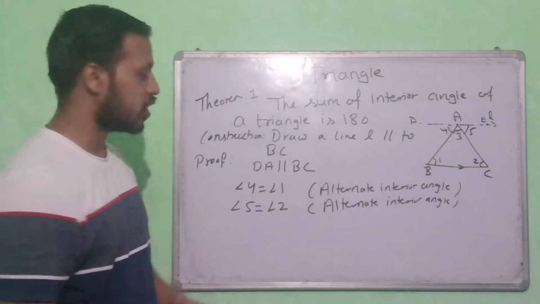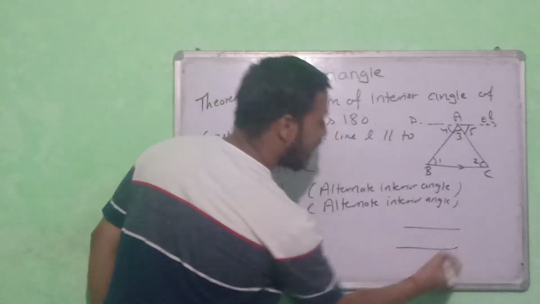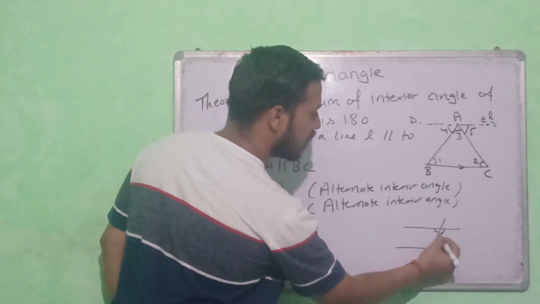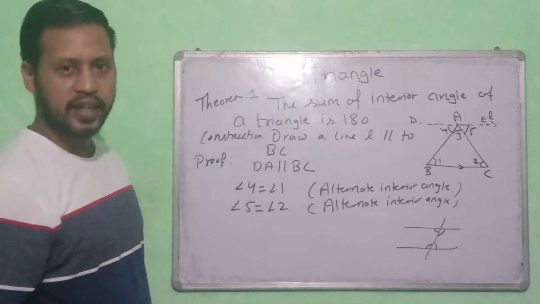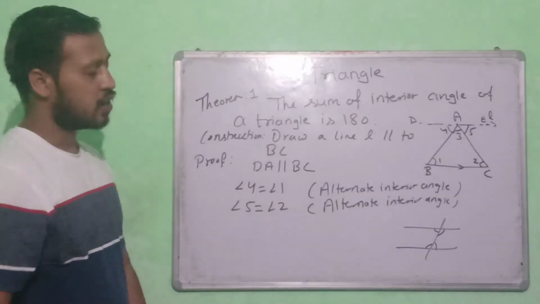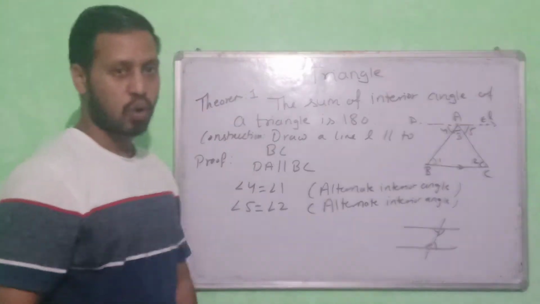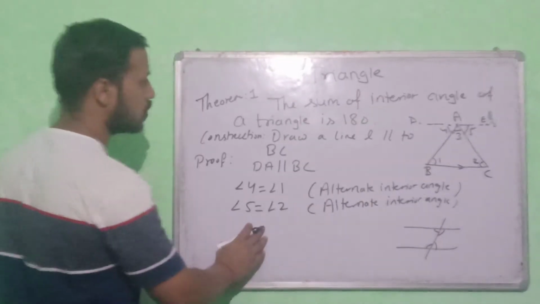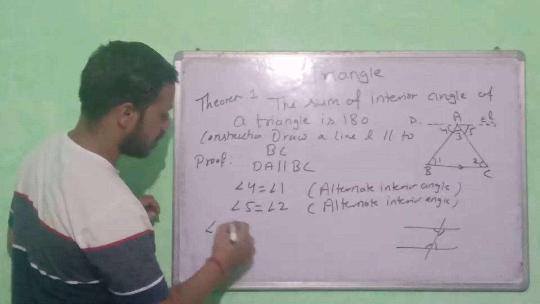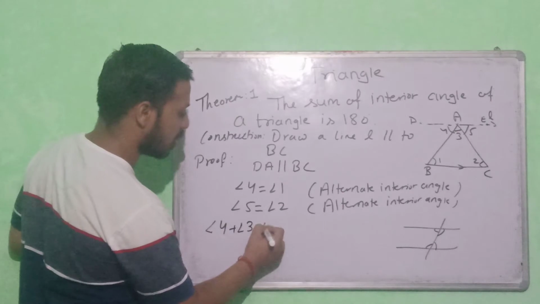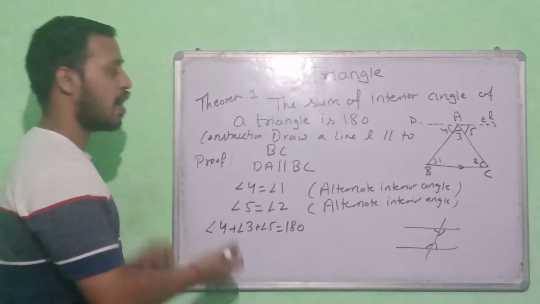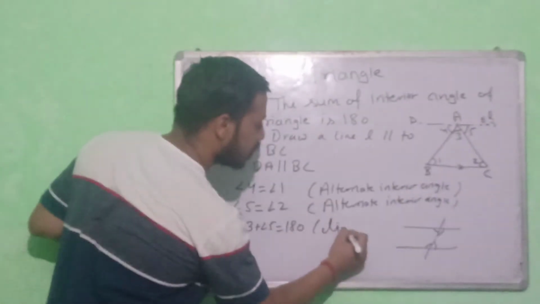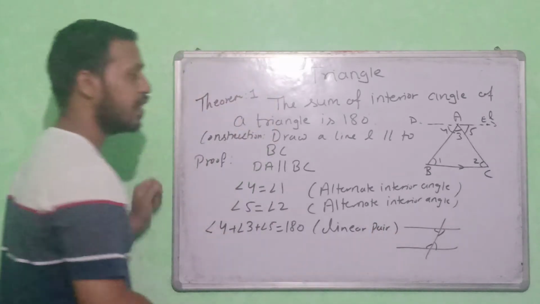Why are we saying that these are alternate interior angles? As you know, if two lines are parallel and there is a transversal, this angle is equal to this angle by the property of alternate interior angles. When two parallel lines are intersected by a transversal, we have the alternate interior angle property. Now we can write angle 4 plus angle 3 plus angle 5 equals 180 degrees. Why? Because they form a linear pair.